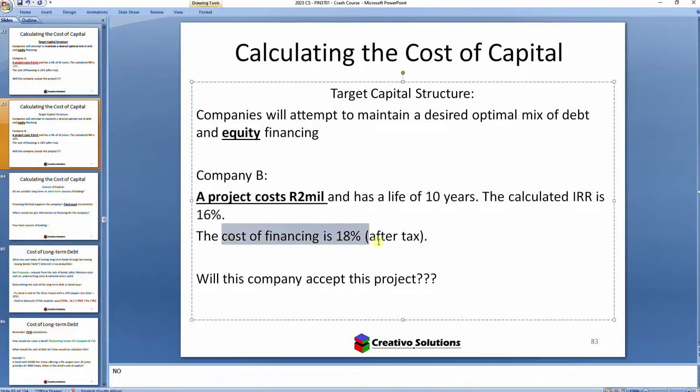But if cost of financing gets too high, you're never, ever going to raise more capital. It doesn't make any sense, even if the rate seems very attractive. 16% seems pretty good, but raising capital is way too expensive. It's going to cost me 18%. I'm going to stop accepting projects. We've reached the limits.